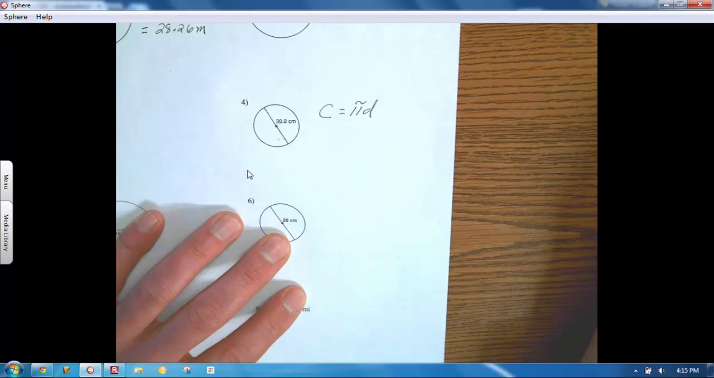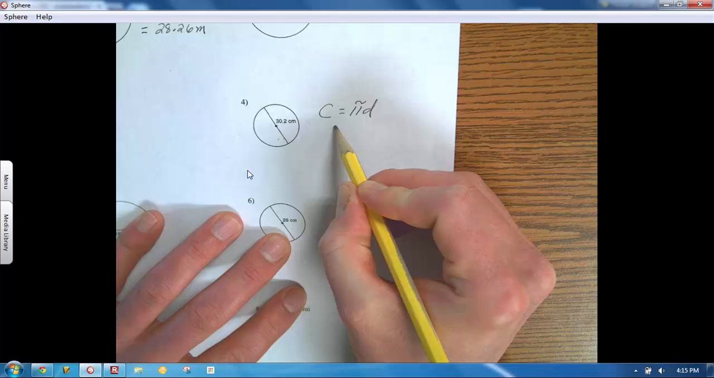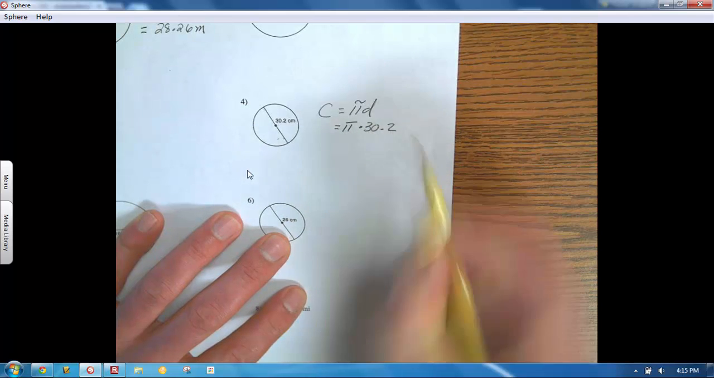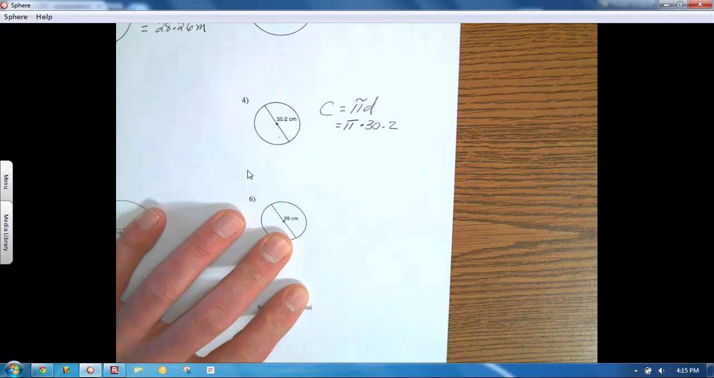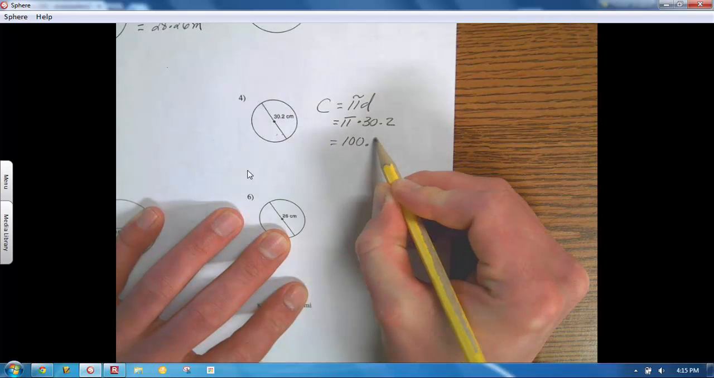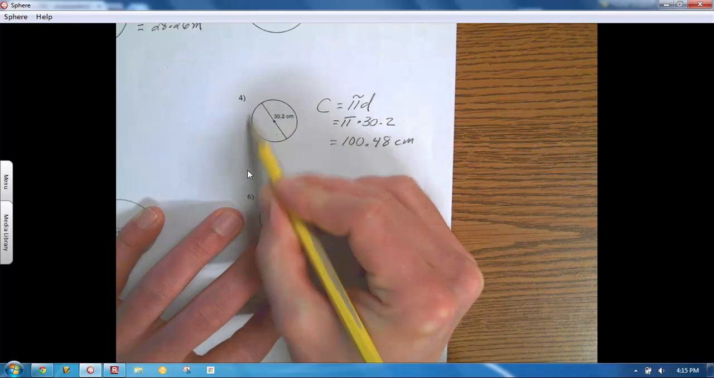So the next one, for number 4, when we have the diameter, the formula is C equals pi d, or pi times d. And in this case, my diameter is 32 centimeters. So we do 3.14 times 32 centimeters, and we get 100.48 centimeters all the way around this circle.